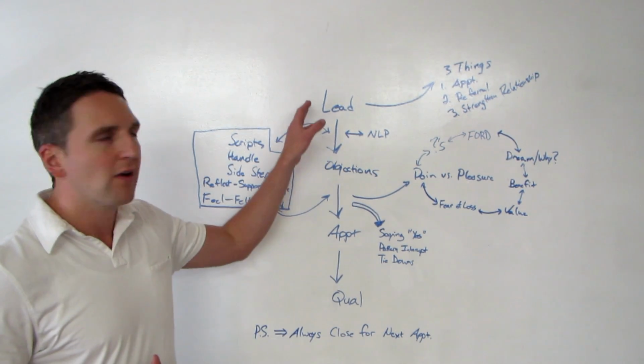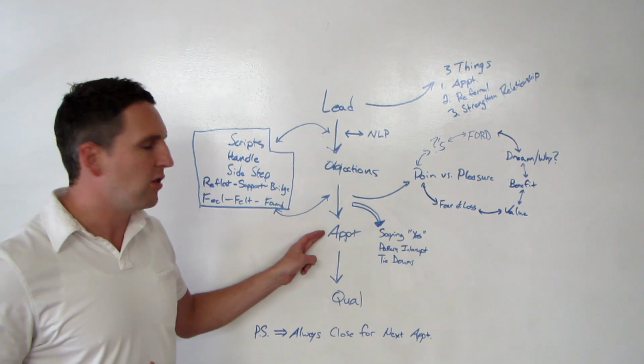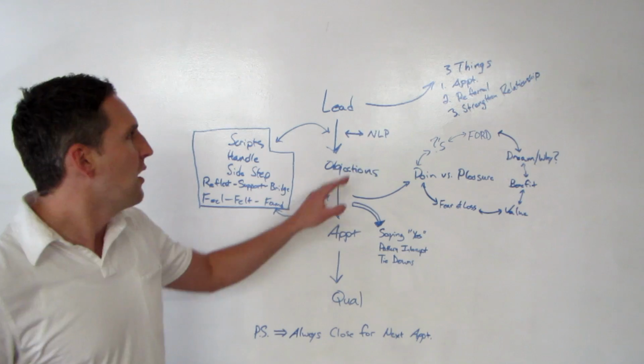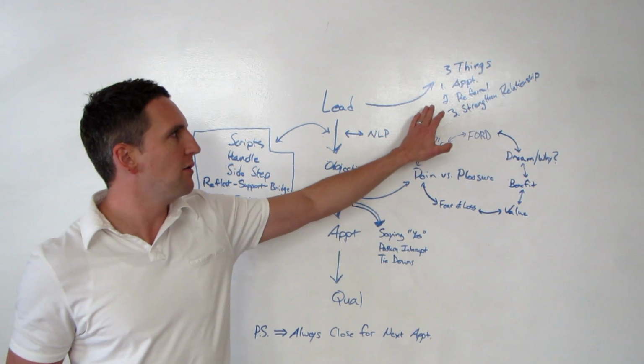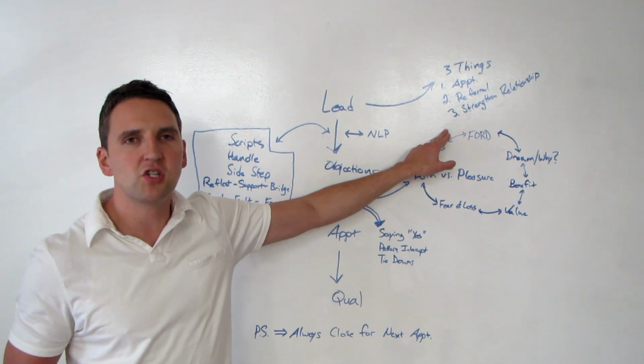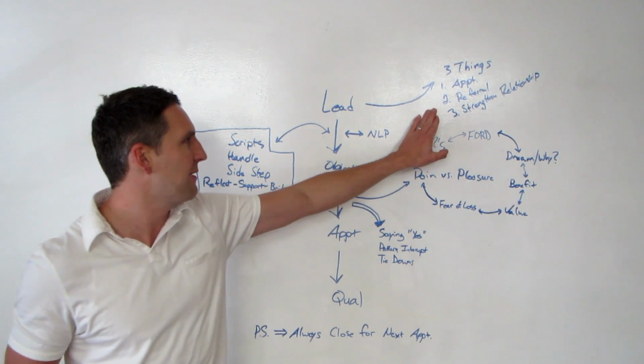So first off, you've got a lead. You're going to run into an objection. You then need to get an appointment, and then ultimately qualify the appointment. Okay, the first thing with a lead is always remember you're trying to accomplish three things with every lead: get an appointment, get a referral, or strengthen the relationship. We have another video where we talk more in depth about that, but always be keeping that in mind.